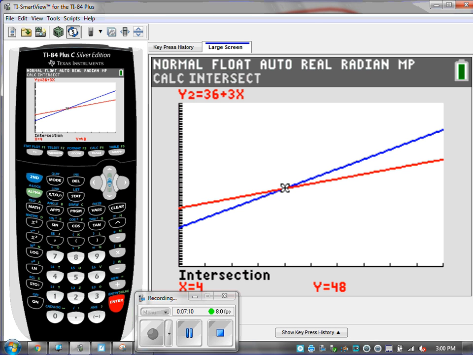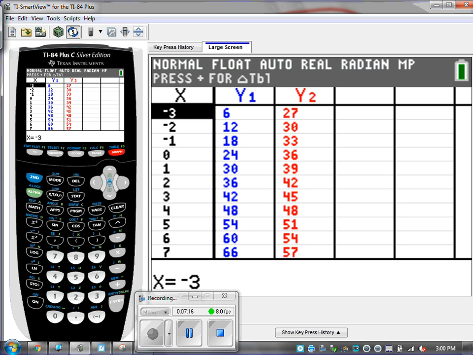You can also use the table, second graph, and you can scroll through the table until you find, oh, there's where the two y values are the same, or where the cost is the same after 4 hours. So use the calculator to check your answers, but don't rely on it to do the work for you. It should be just for checking your answers.